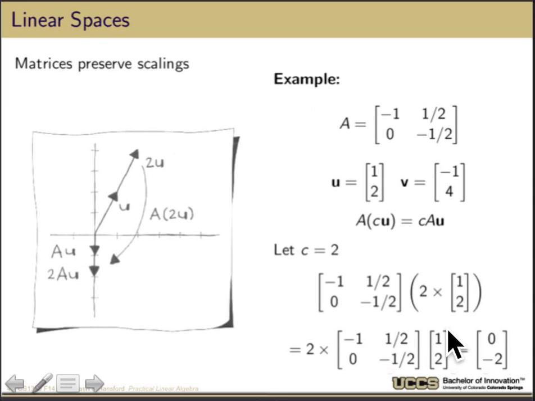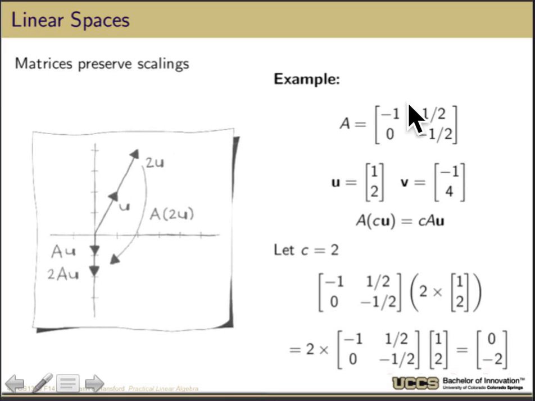Let's look at an example. So let's imagine that I have two vectors. U is 1, 2, and V is -1, 4. So here's our U. Where's V? V is -1, 4. So V goes this way. But we're just going to draw U for a second.